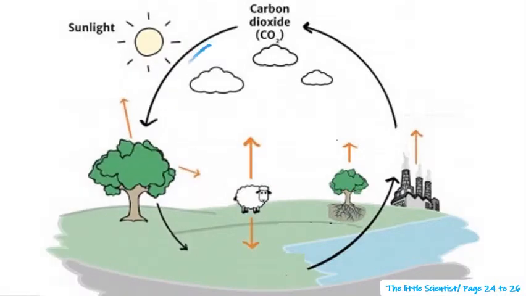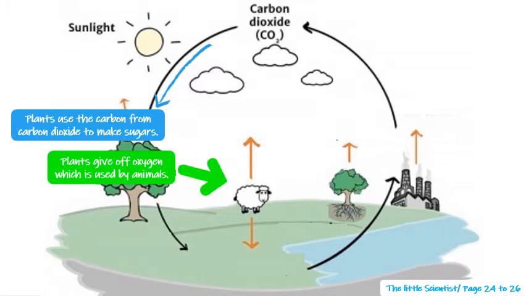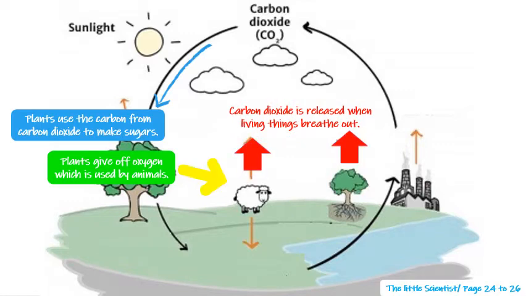First of all, during photosynthesis, plants take in the carbon from the carbon dioxide to produce their food, which is a kind of sugar. While going through photosynthesis, plants release oxygen. People, animals, and plants breathe this oxygen and they breathe out carbon dioxide into the atmosphere. So, all living things breathe in oxygen and give off carbon dioxide into the atmosphere.